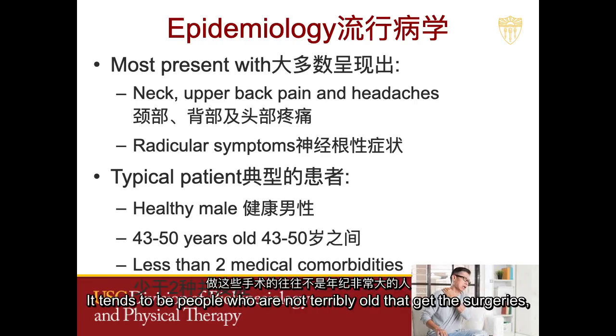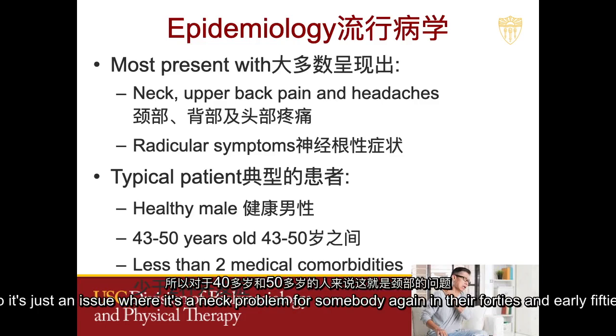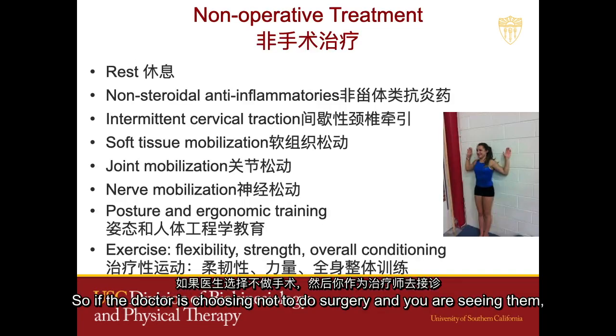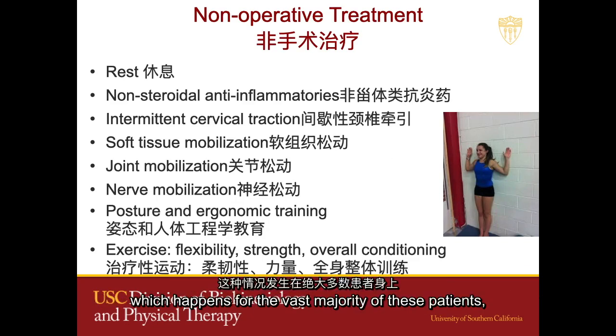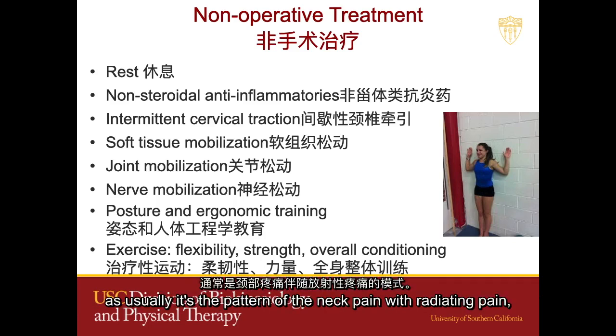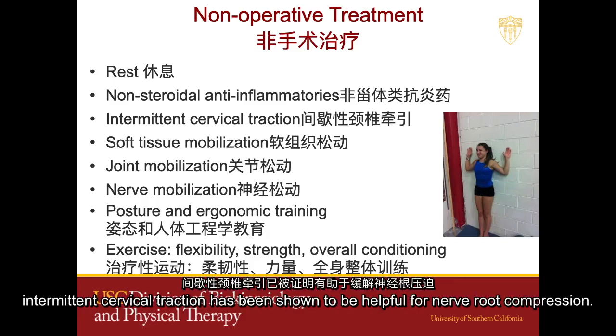It tends to be people who are not terribly old that get these surgeries. They tend to have very few other comorbidities. So it's just an issue where it's a neck problem for somebody, again, in their 40s and early 50s. So if the doctor is choosing not to do surgery and you're seeing them, which happens for the vast majority of these patients, you're really looking at this as usually it's the pattern of the neck pain with radiating pain. And so this can require different kinds of treatments like nerve glides. Traction, actually intermittent cervical traction, has been shown to be helpful for nerve root compression.